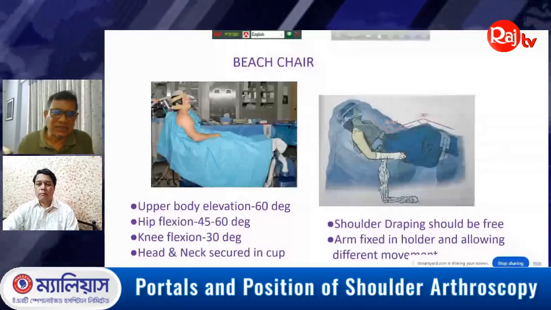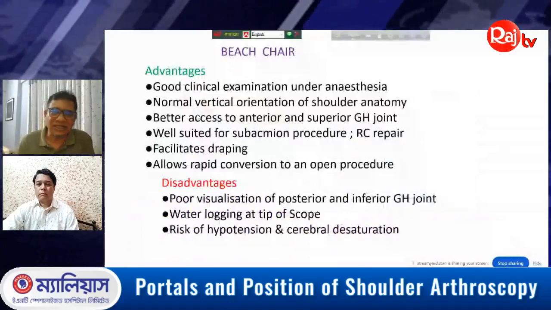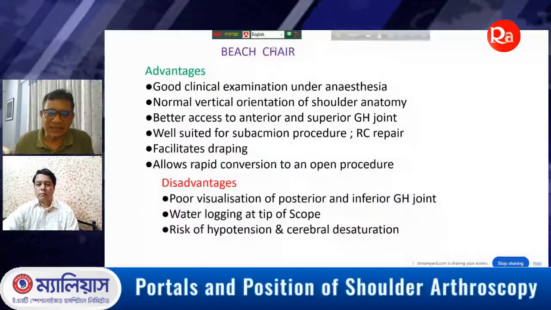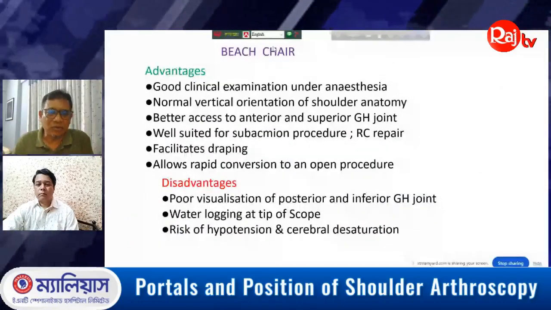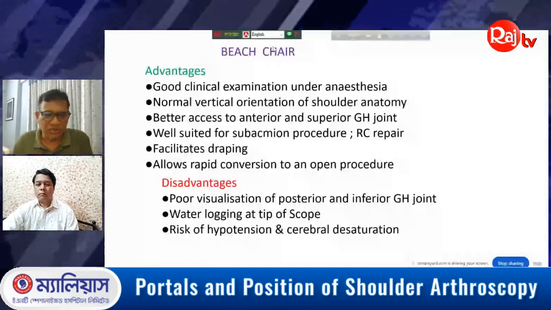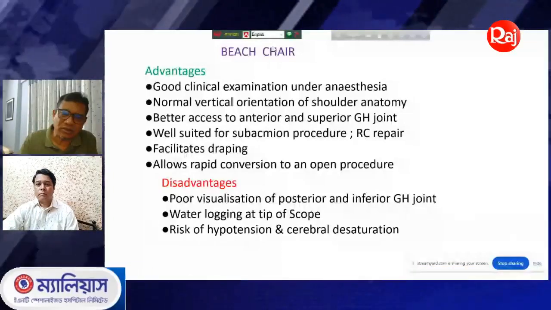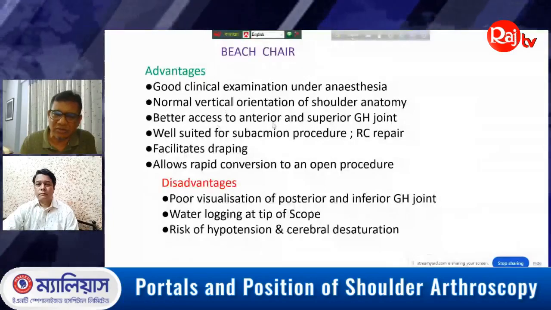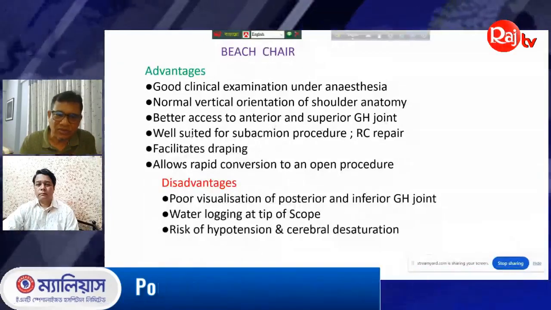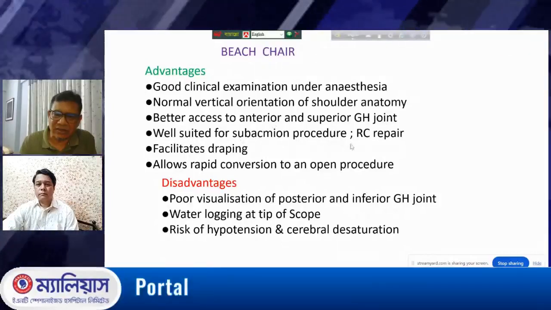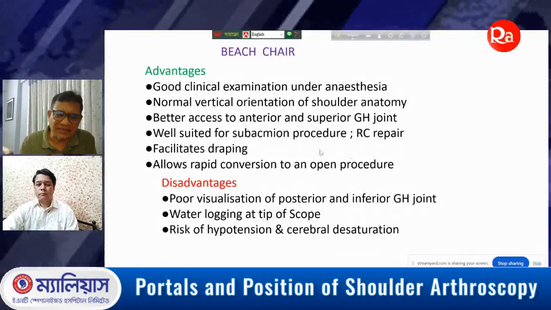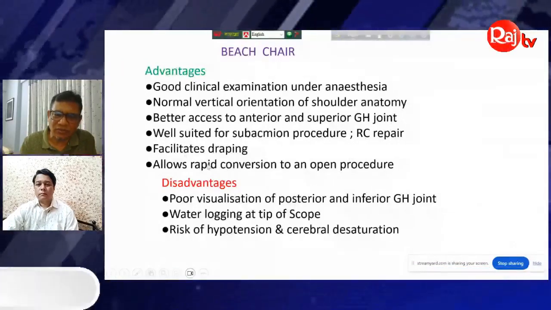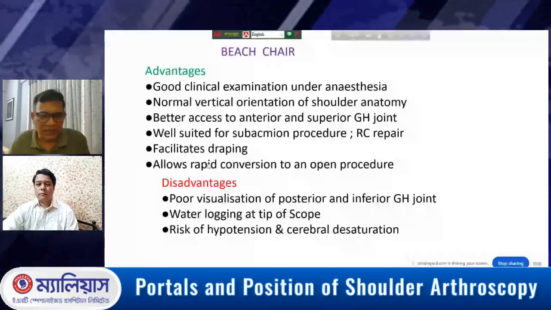In beach chair position, there are some advantages like good clinical examination under anesthesia, because I have already mentioned that the shoulder is free and the arm holder can rotate in 3-degree position. Normal vertical orientation of the shoulder anatomy, better access to anterior and superior glenohumeral joint, well suited for subacromial procedures like rotator cuff repair, and facilitates draping. That means easy draping and allows rapid conversion to an open procedure when it is required.